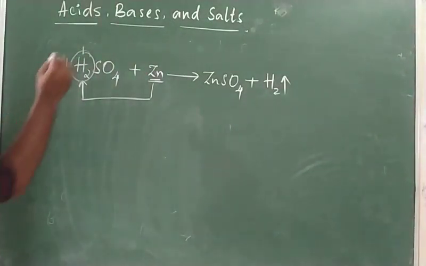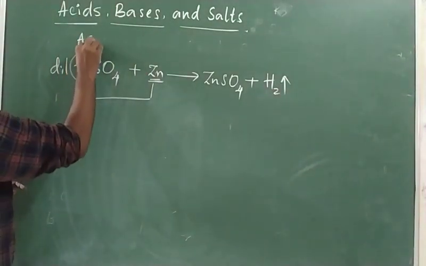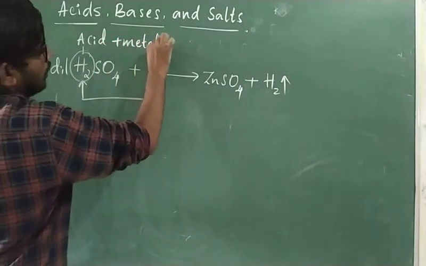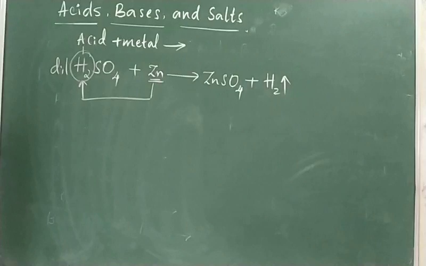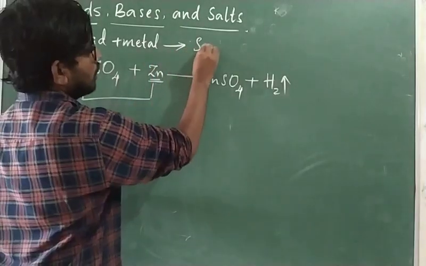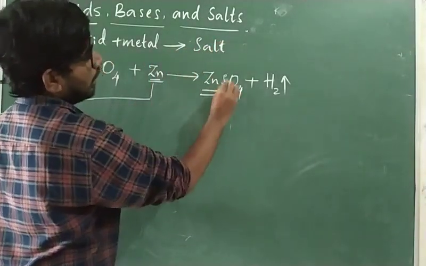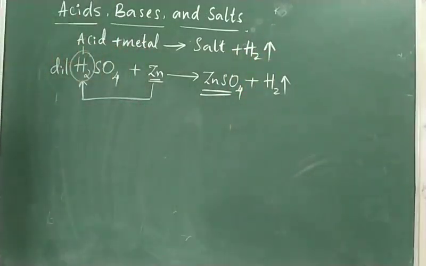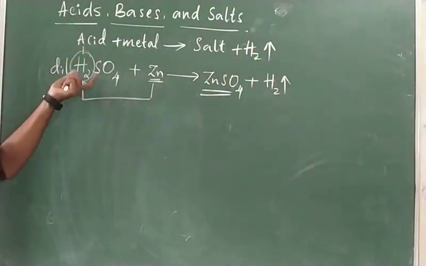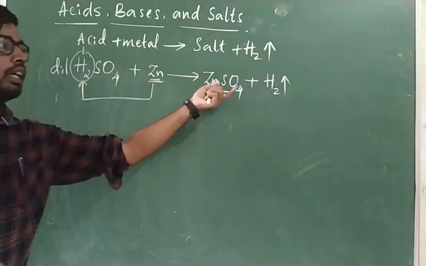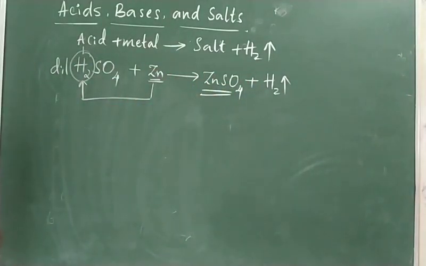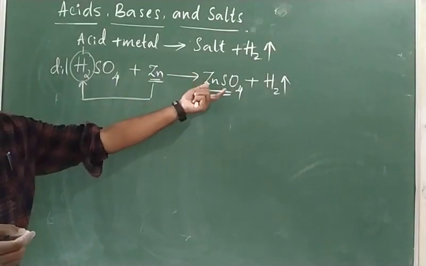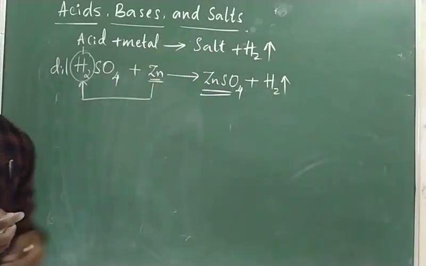Okay, so what happens here? Acids plus metal gives rise to what? It is giving salt, and it is giving hydrogen gas. So acid plus metal gives rise to salt and hydrogen gas. I hope you got clarity. Acid plus metal gives rise to salt plus hydrogen gas.